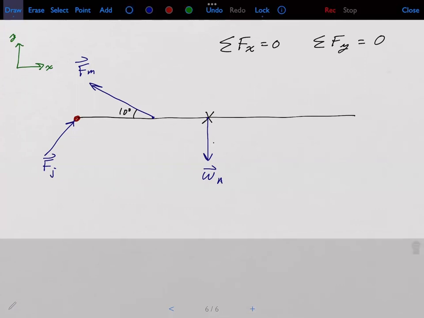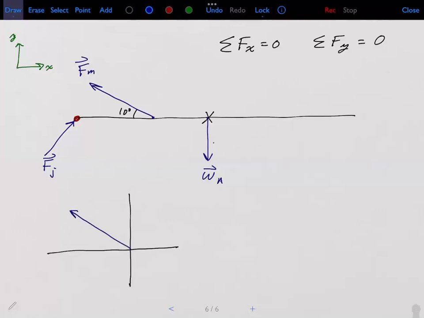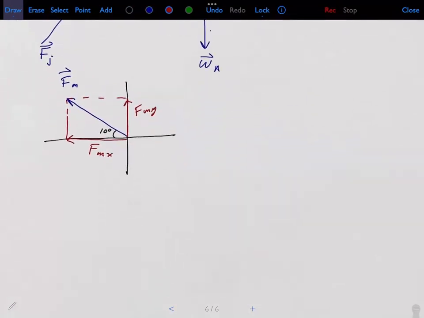So let me start with the muscle force. I'll draw it here. So this is 10 degrees. I want to project it onto the x-axis, so I want to find this x component, which I'll call Fmx. And I want to project it onto the y-axis and find this component, which is Fmy. Well, if you think about this, I can extract a right triangle that contains that angle, which is really the reference angle.